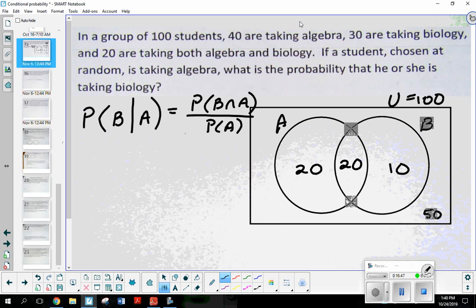Okay. All right. Well, this one's pretty straightforward. What is the intersection? Okay, 20. But now these individual parts, the numerator and the denominator separately, this is when you do it out of the entire sample space. So I know there's 20 students out of the 100 who take both. Now what's the probability of them taking algebra? 40 out of the 100. Now we could go ahead and reduce these, but I'm going to wait for just a minute.